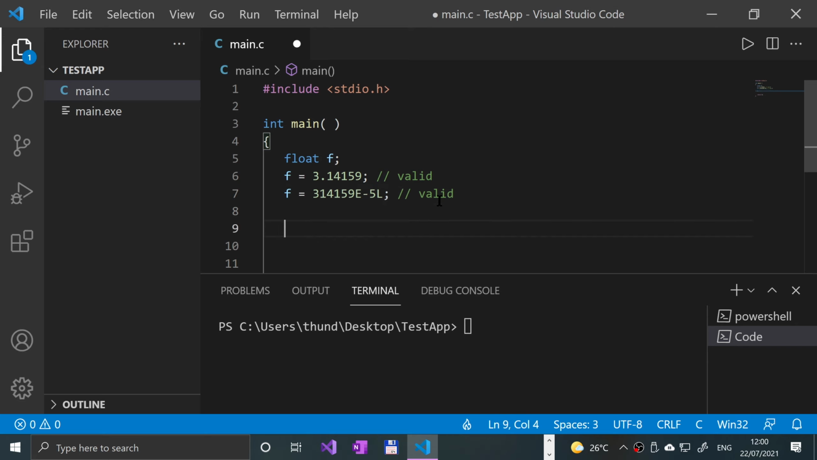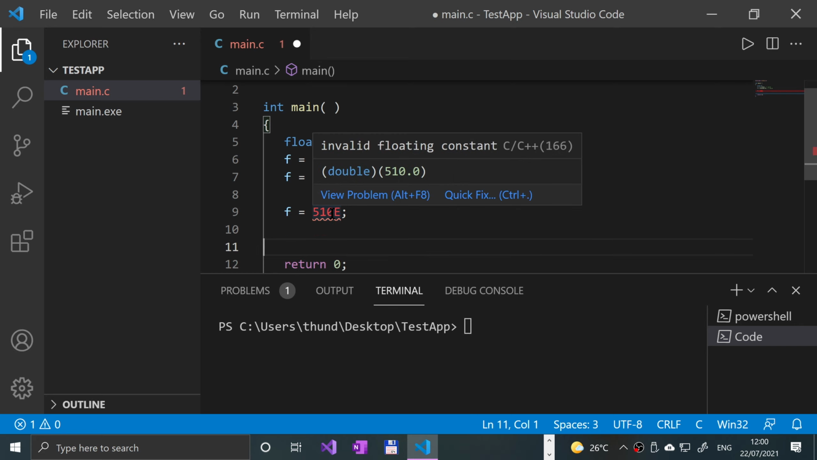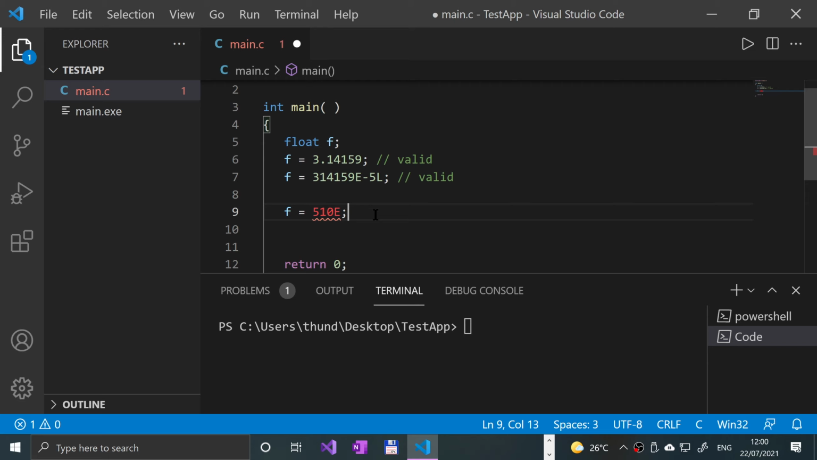Let's cover some invalid ones now. If I say f equals 510e, for example, that is invalid because it has an incomplete exponent. Let's find another invalid one. f equals 20f semicolon, and this is again illegal because there is no decimal or exponent.